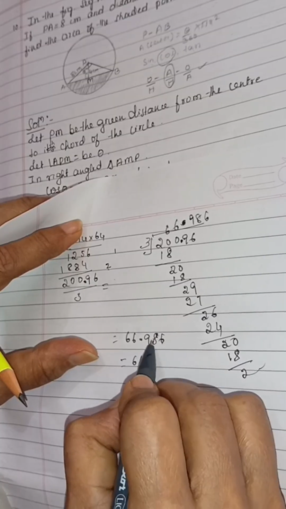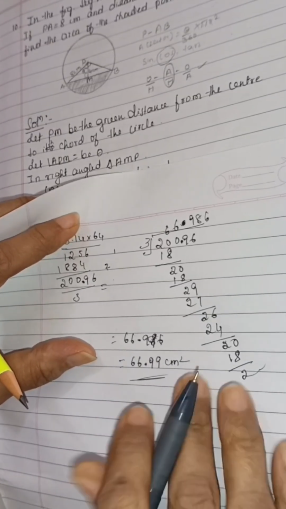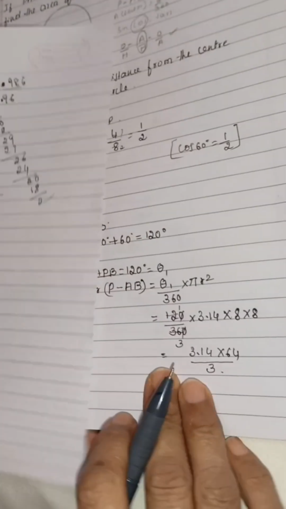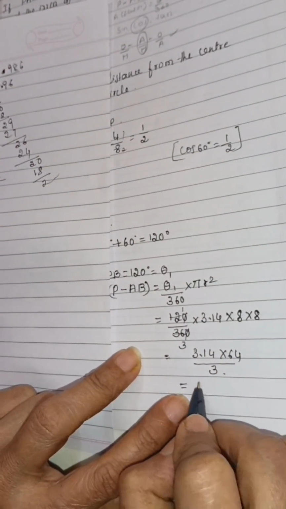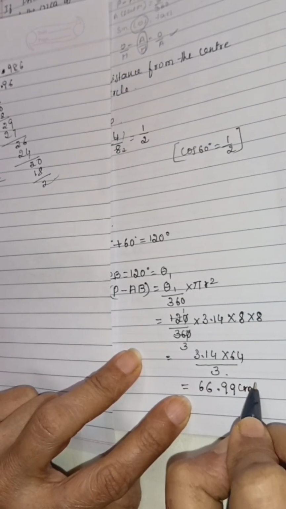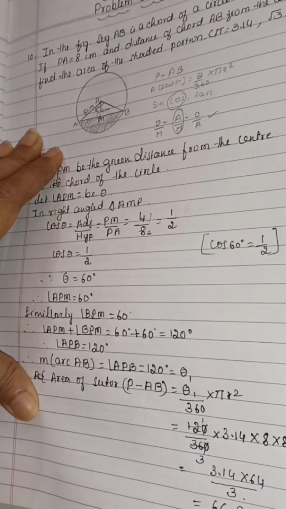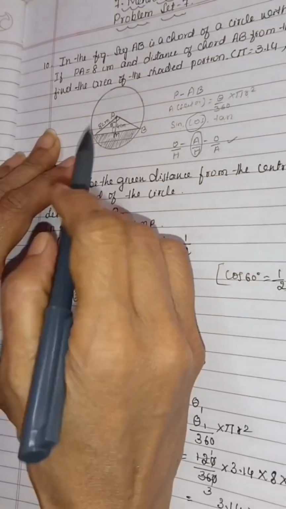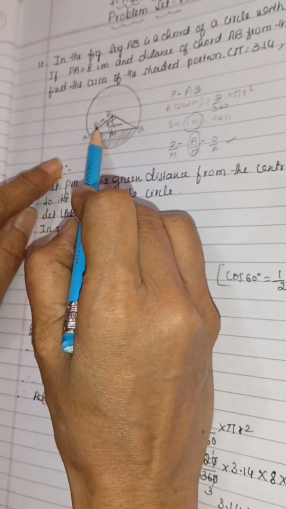So 9 centimeter square. This is the area of a sector. So directly I'll write here, this is 66.99 centimeter square. What is this? This is the area of the sector. Now we know the area of this sector.